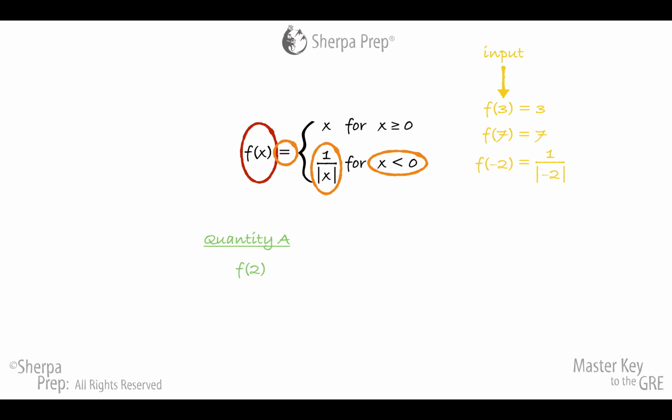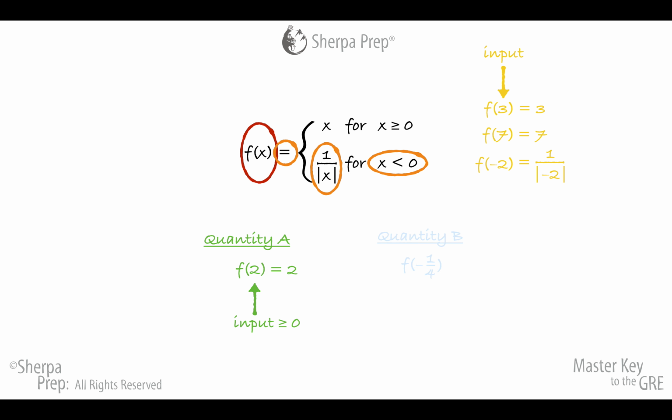In the case of quantity A, we can see that our input value is 2, which means it's positive. And remember, whenever your input's positive, that means the function, that is f, will equal whatever the input is. If our input is 2, that means the function equals 2. That's the value of quantity A.